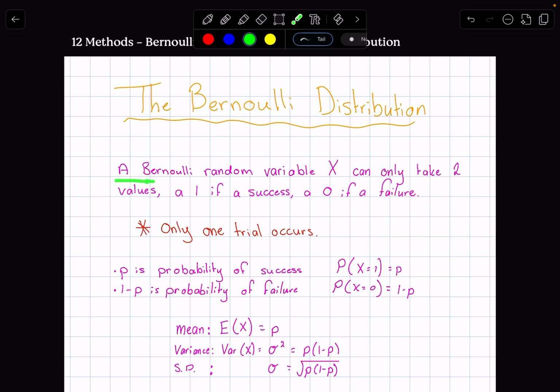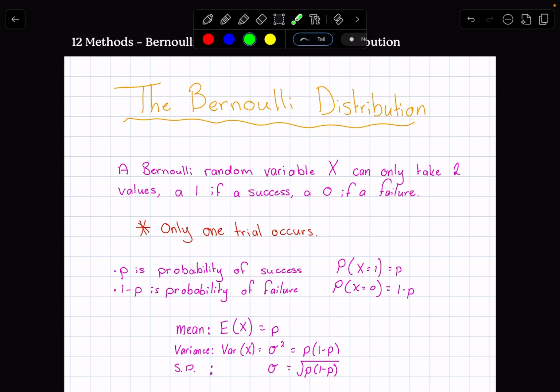So a Bernoulli random variable x can only take two values, a 1 if a success or a 0 if a failure. Now it's really important that only one trial occurs. If you have a repeated one, then we're starting to look at binomial, but we'll talk about that in a moment. So one trial. Now we define P to be the probability of a success. So the probability that x equals 1 is P. 1 minus P is the probability of a failure. So the probability that x equals 0 is 1 take P.